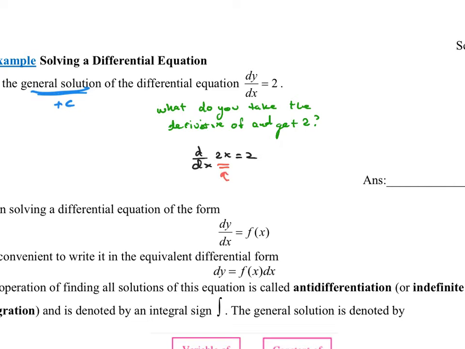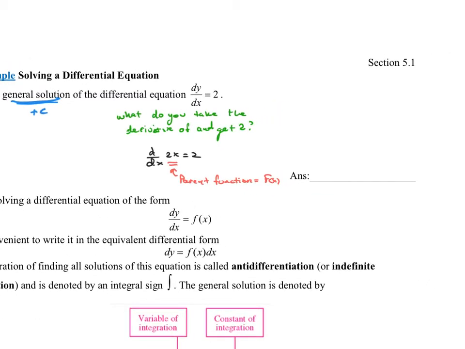This is what I'm calling the parent function, which they refer to as capital F of x. So you take the derivative of 2x to get 2. But remember, this is not unique. This is a single answer. There are always an infinite number of answers. What could the answer be? Well, the answer would be what we got, which was 2x.